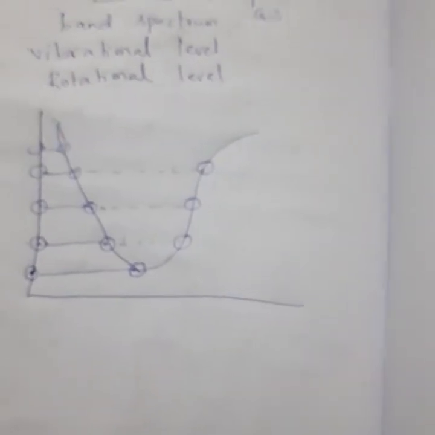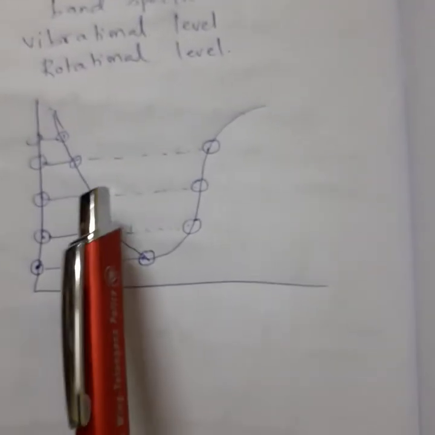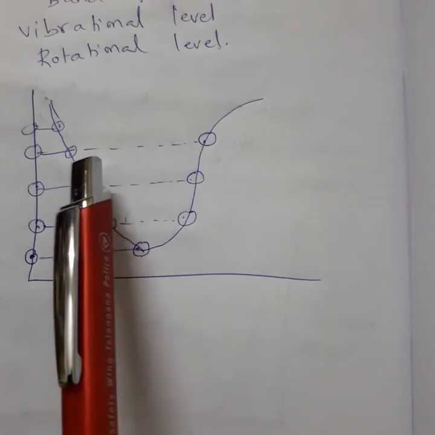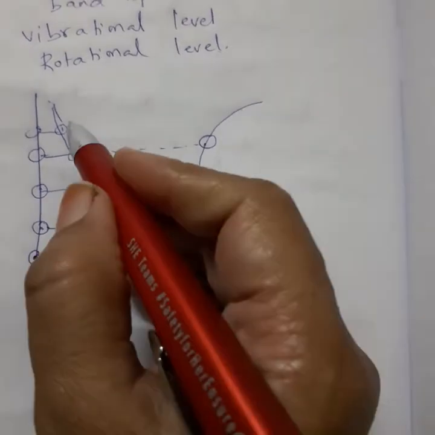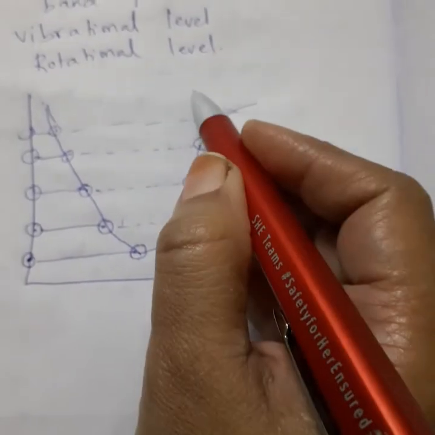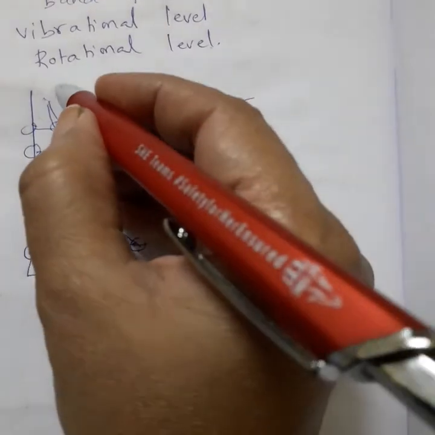The graph will become like this. Once this internuclear distance becomes more and more, what will happen? The bond will dissociate.